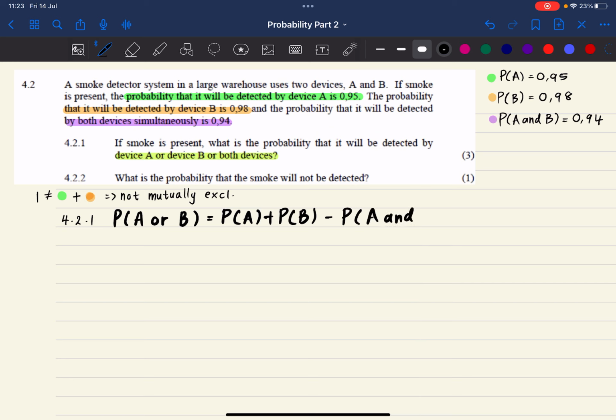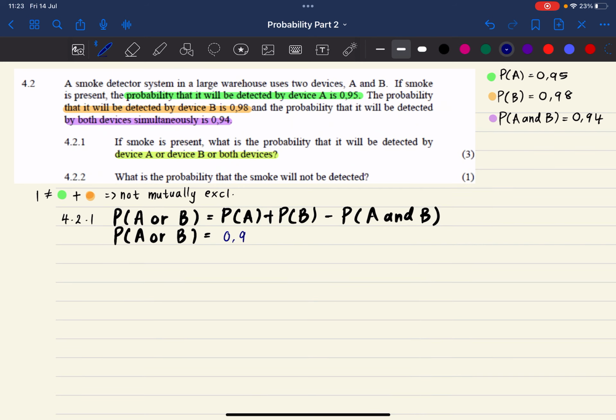And we have all of these things and we are ready now to substitute. So you write down the formula first and then we substitute. We want to find out what is P(A or B). This is what we want to find out. This is the unknown. And we have this information: P(A) is equal to 0.95, P(B) is equal to 0.98, and P(A and B) is equal to 0.94.